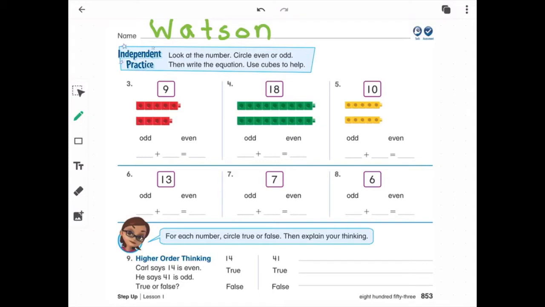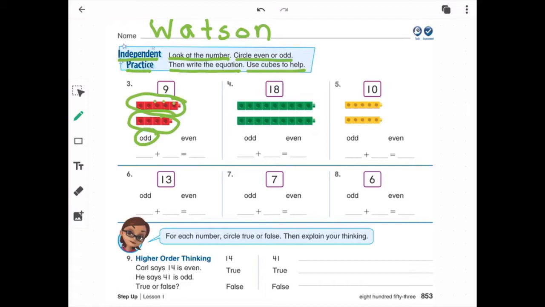Okay, let's get started. Independent practice. Look at the number. Circle even or odd. Then write the equation. Use cubes to help. Okay, look at this number here. We have the number 9. Now, they have the pictures of the cubes here to help us. From what I see, this is uneven because it's more up here than it is down here. So that means that 9 is an odd number.